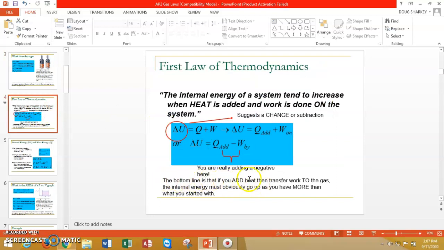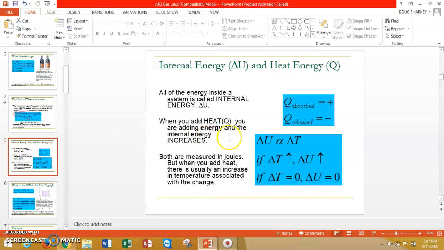The bottom line is that if you add heat, this is going to go up. And if you have work done to the gas, then the internal energy's got to go up. Okay. Let's take a look here.